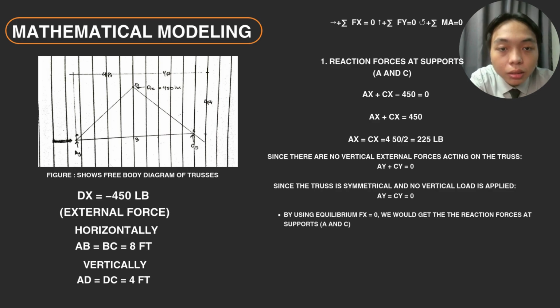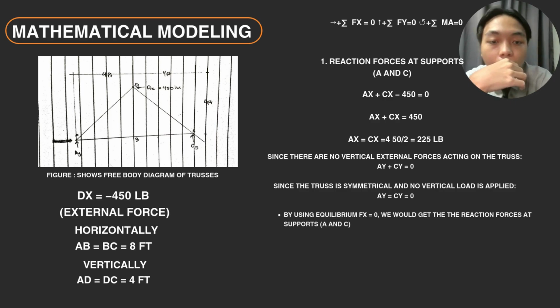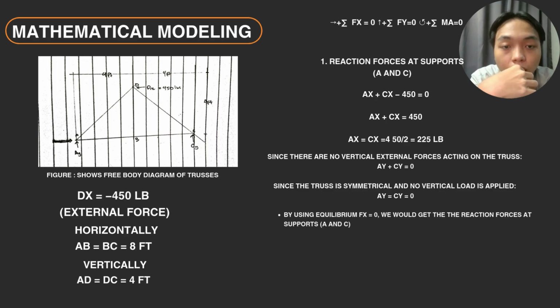And then for the reaction forces at supports A and C, we're going to use the equilibrium of Fx equal to 0, which means Ax plus Cx minus 450 equals 0, to get the A and C. Then you just point out the calculations: 450 to the right side, and Ax equals Cx, and then 450 divided by 2, since it's symmetrical, to get the divided side, and then we'll get 225 pounds.